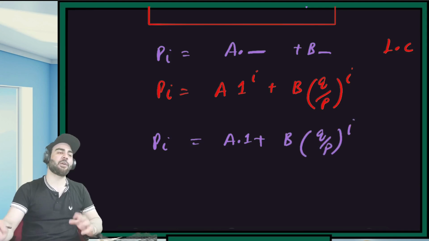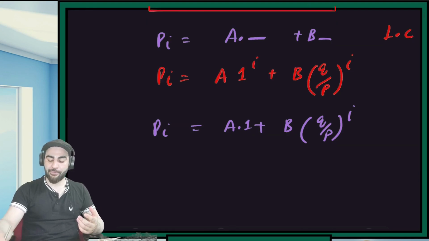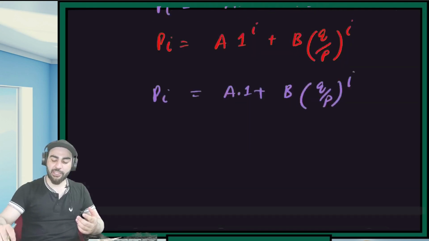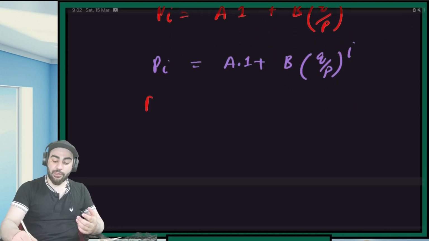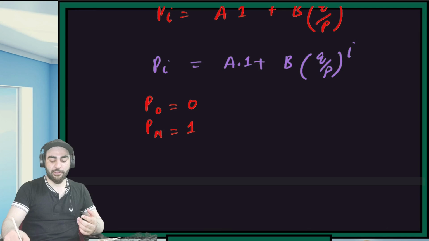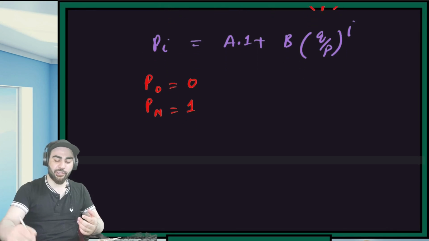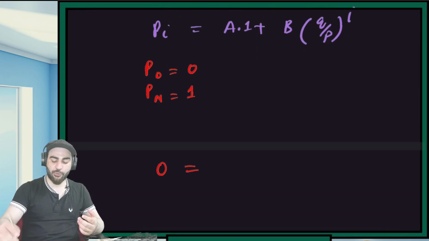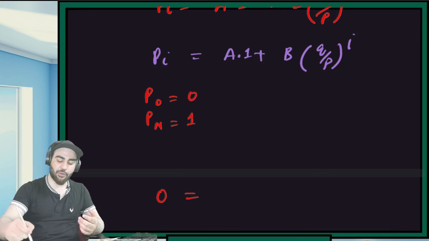Now I can use boundary conditions to find the values of a and b, and then substitute back. So what are the boundary conditions? The first boundary condition is p of 0 is equal to 0, and the second is p of n is equal to 1. I can use them here. So p of 0 is 0, so 0 is equal to this.